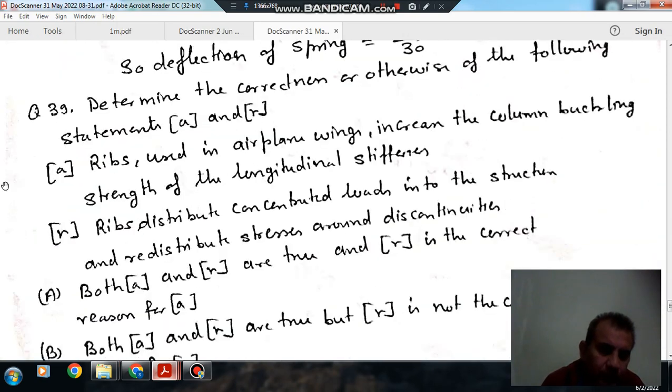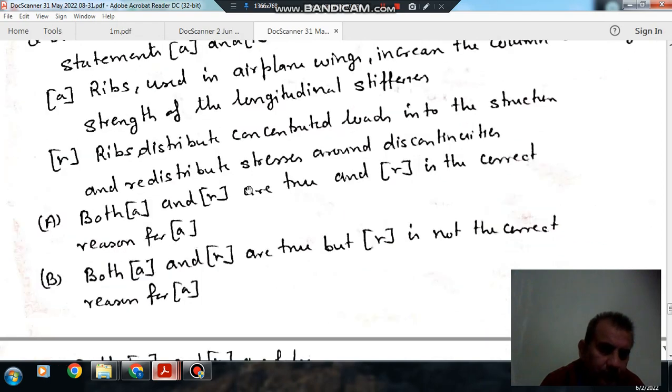So the answer is option B, because these are individually correct. Statement A: these are used for increasing the strength against column buckling, and they also distribute the load and redistribute stresses around the discontinuity. Okay, so the answer is option B.